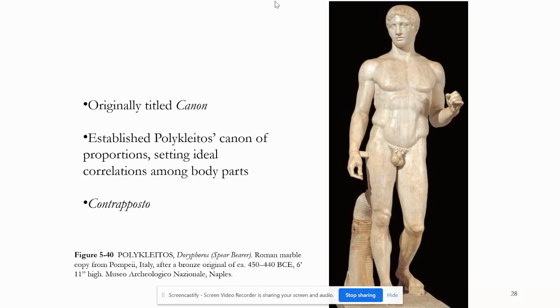Now, this was originally titled Canon, and I often mention the word canon in terms of rules. This was the rule book, very similar to the ancient Egyptians, of how you were supposed to represent the human figure in ancient Greece. It sets out specific proportions and ideal correlation among body parts.